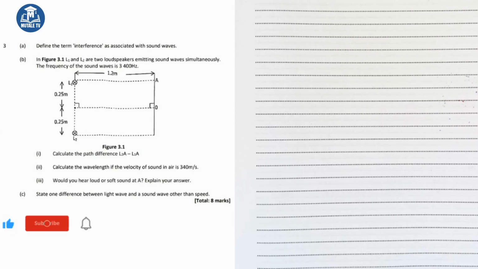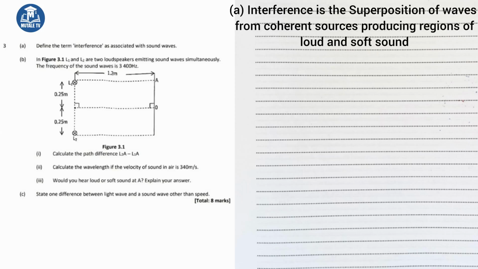Question 3 has 8 marks, and I'm going to teach you the easiest way to get all 8 marks. Part A reads, define the term interference as associated with sound waves. So interference is the superposition of waves from two coherent sources, resulting in regions of loud and soft sound. Coherent just means both sources have the same frequency, and when those waves meet and combine, that is exactly why you get loud spots in some places and quiet spots in others. Superposition, coherent, loud, and soft. Those are the exact words the examiner wants. Miss them and you missed the mark.